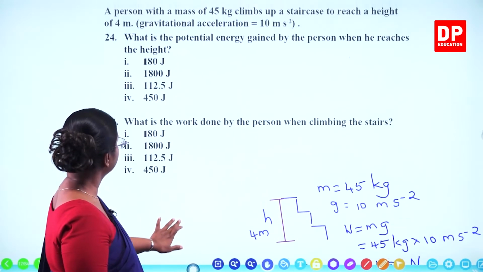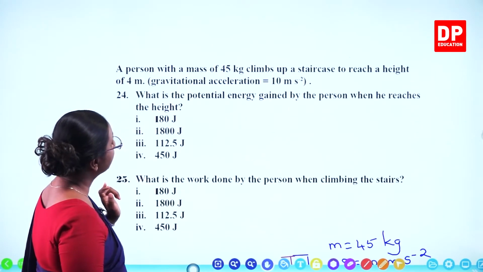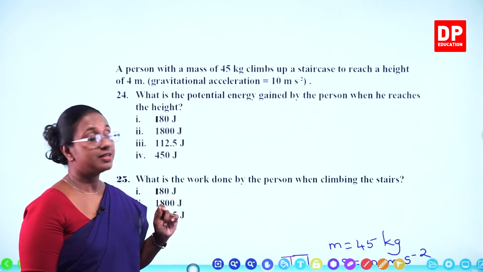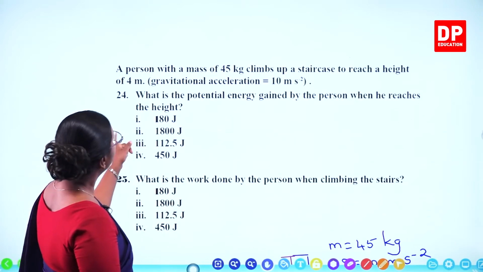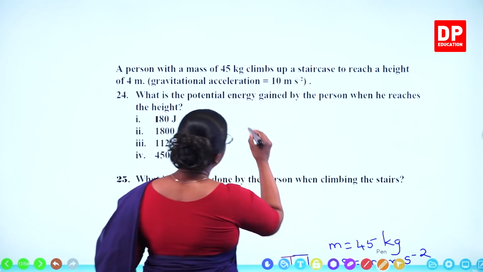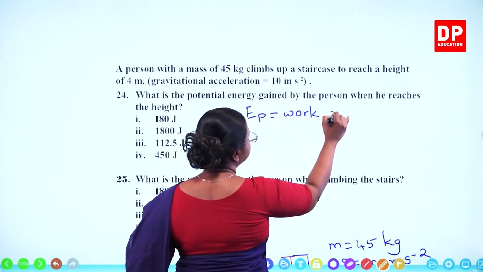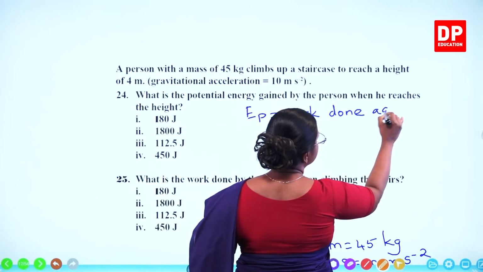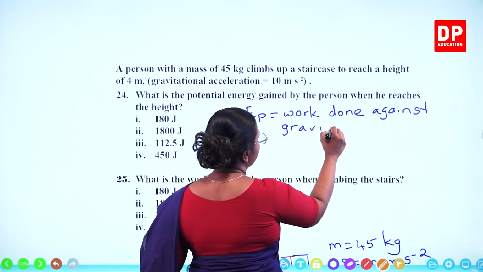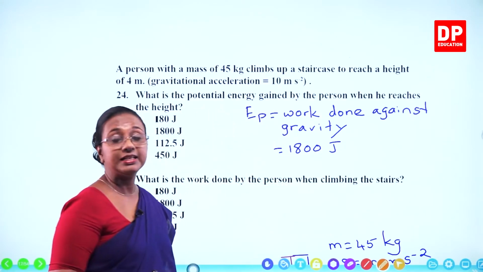So if you look at the question, a person with a mass of 45 kilogram climbs up a staircase to reach a height of 4 meters and the gravitational acceleration is 10 meters per second squared. What is the potential energy gained by the person when he reaches the height? So what is the potential energy? E potential is equal to work done against gravity. That is what we calculated as 1800 joules. Is that clear to you all?